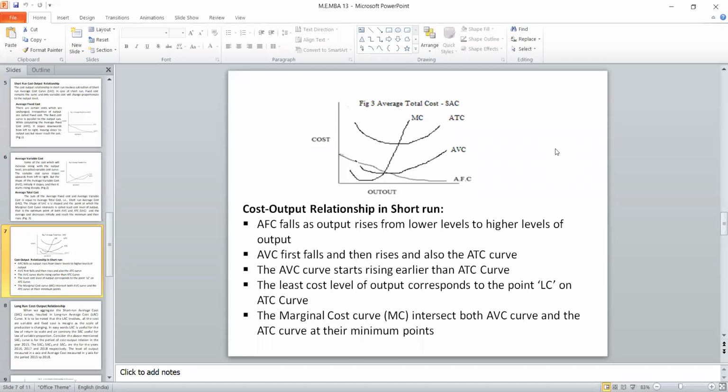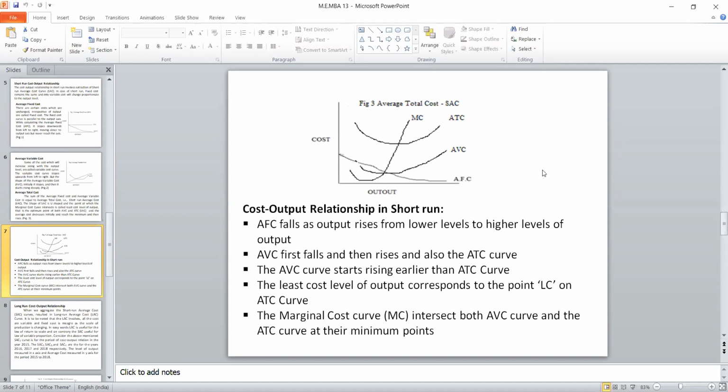The fourth point is that the least cost level of output corresponds to the point where the MC is cutting the ATC. Now that point is the least cost point. Finally, we have to tell about the marginal cost curve. The marginal cost curve will intersect both AVC and ATC at their minimum point. So these are the five implications for the short run.